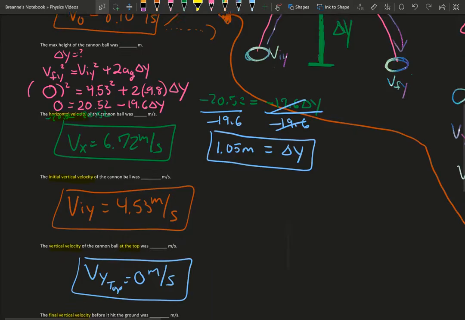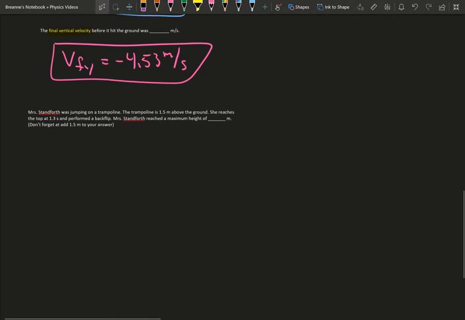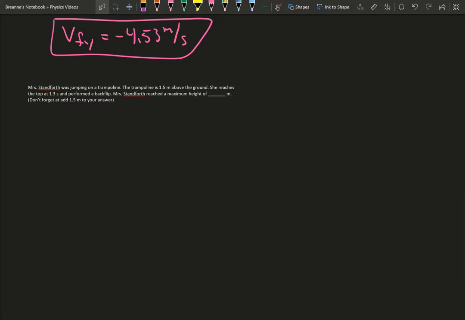So for that problem. Last problem. Miss Stanforth was jumping on a trampoline. The trampoline is 1.5 meters above the ground. She reaches the top at 1.3 seconds and performs a backflip. Miss Stanforth reaches a maximum height of blank. Don't forget to add your 1.5 meters to your answer.